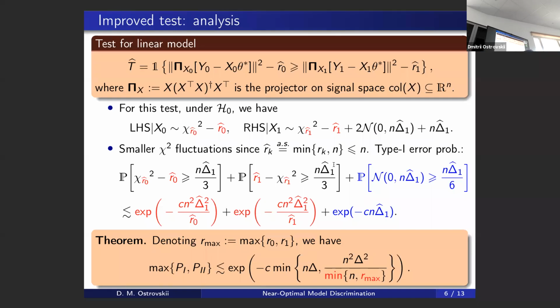Right, so then I can just do the same calculation as before, but I will use that with probability 1 over the design, R k hat is actually the minimum of R k and n. Any questions? Okay.